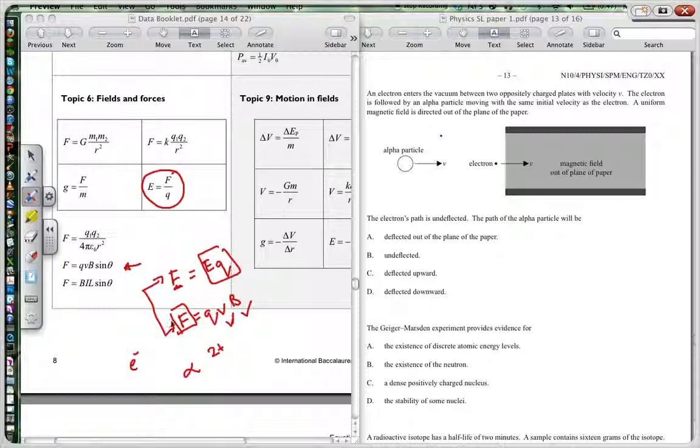And because you've only got one electron, the force due to the electric field will be half that of the alpha particle, but also half here. The alpha particle also will be undeflected. Both the force due to the electric field and the force due to the magnetic field will be doubled, but they would still remain in balance between the two.